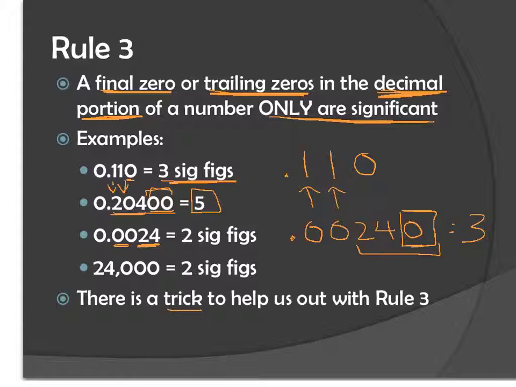However, whenever we don't have a decimal, as in 24,000, these trailing zeros, again, act as placeholders. If there's no decimal point at the end, these trailing zeros are not significant. So this number only has 2 sig figs. So let me show you this trick that's going to help us out with rule number 3.